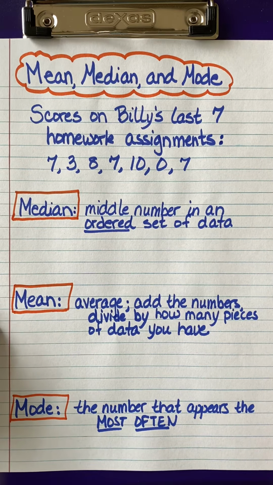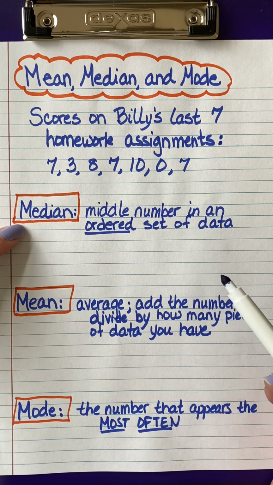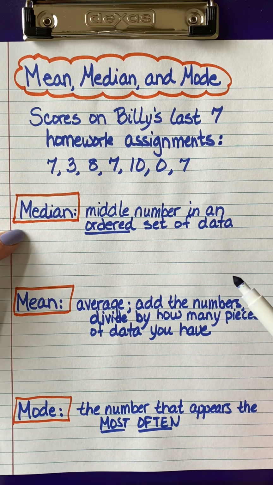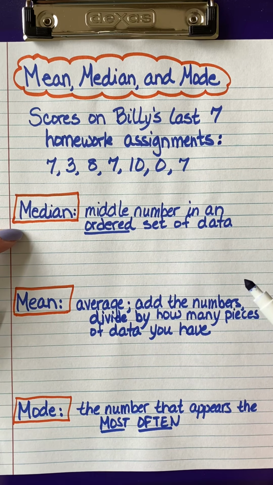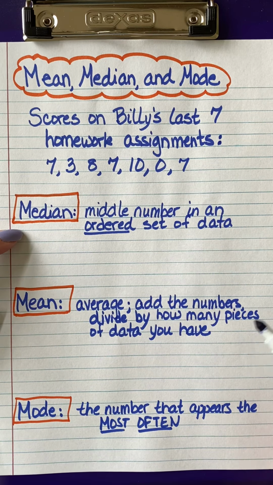So we are working on the median first. So the median is the middle number, here's the important part though, in an ordered set of data. What do we mean by ordered? We mean put in order from smallest to largest. So that's the first step in the median.